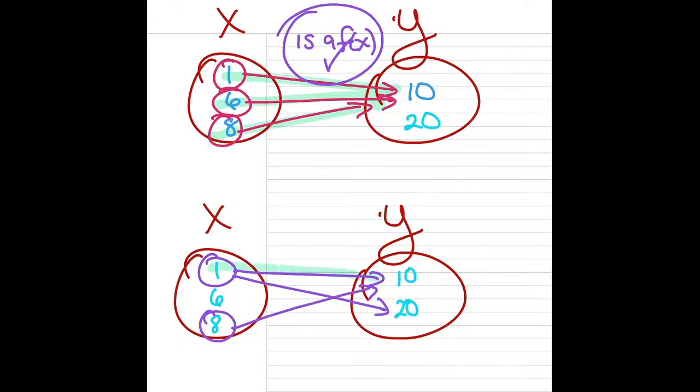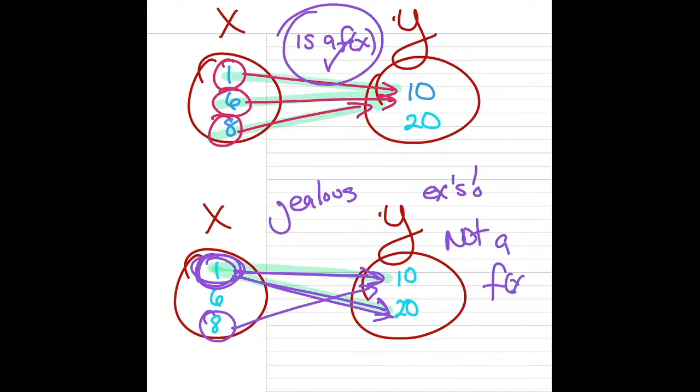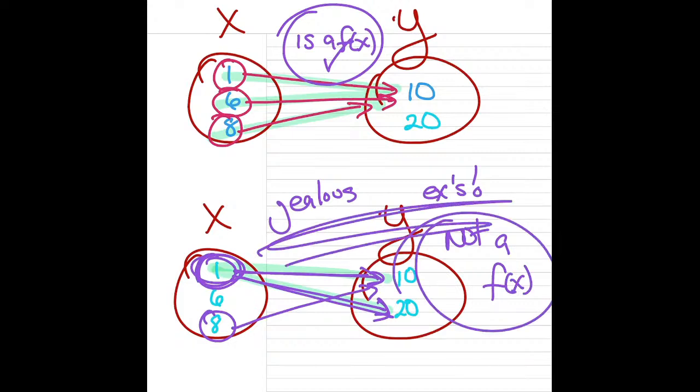This X is giving out a 10 and it's giving out a 20. That is a problem. That is jealous X's. The same input is giving you two different outputs, two different answers for the same input. That's not a thing. This is not a function. Jealous X's, same X, two different Y's.